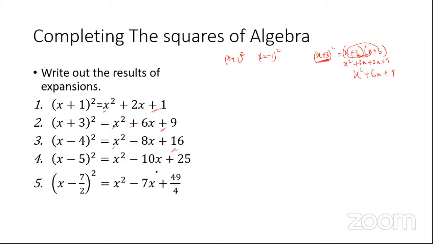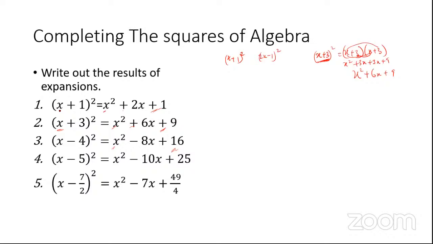Look at these two. You have also used an example of a fraction: x minus 7 over 2 squared. It gave us x squared minus 7x plus 49 over 4. I want to believe that we have learned expansion before. So I want you to go and try on your own. I've only done the expansion of number 2 for us. So I want you to go and try.